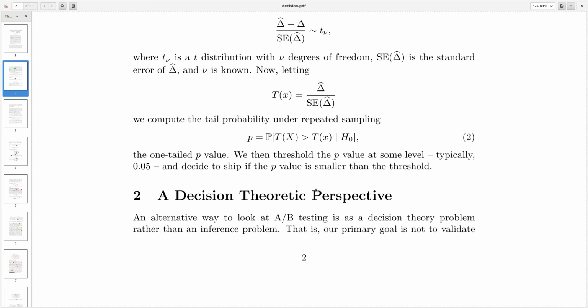We compute the tail probability under repeated sampling. So the P is, I guess, the p-value, equals big P, a function conditioned on hypothesis 0, of T of X, where I guess X is a random variable, so T of X is bigger than T of x sample. That is the one-tailed p-value.